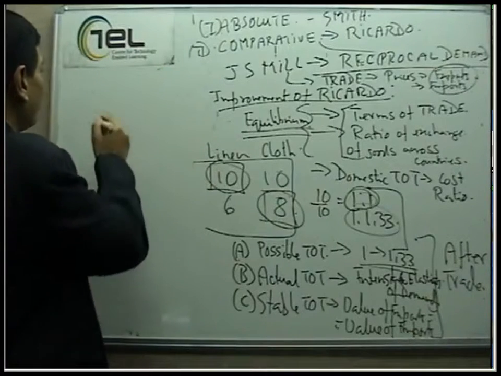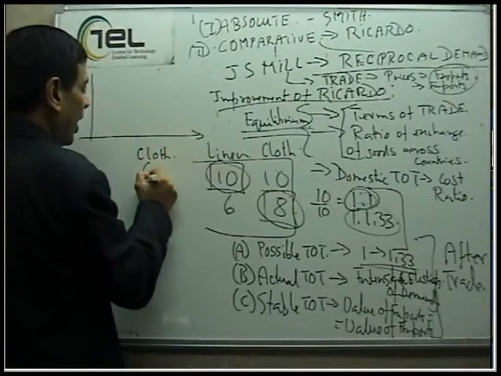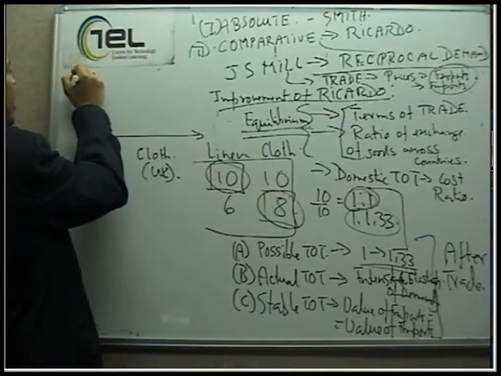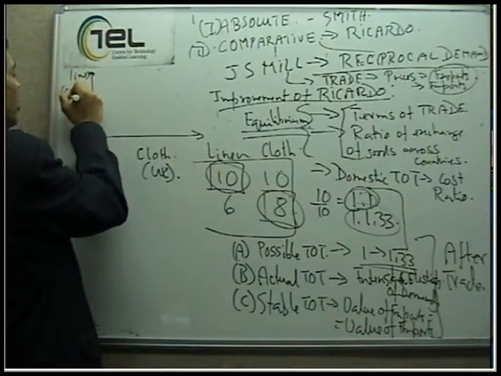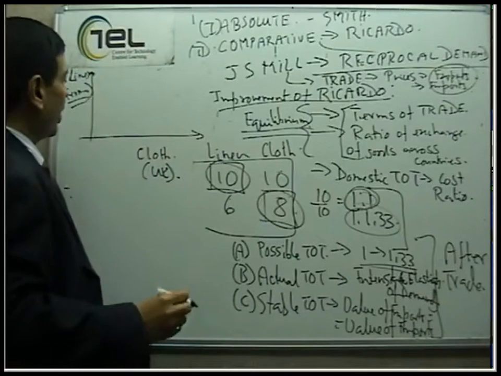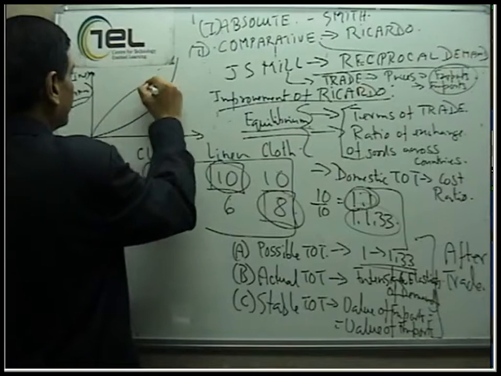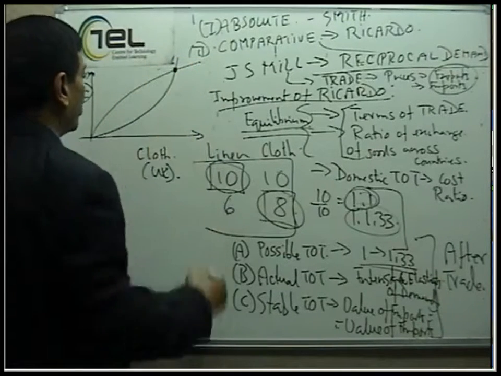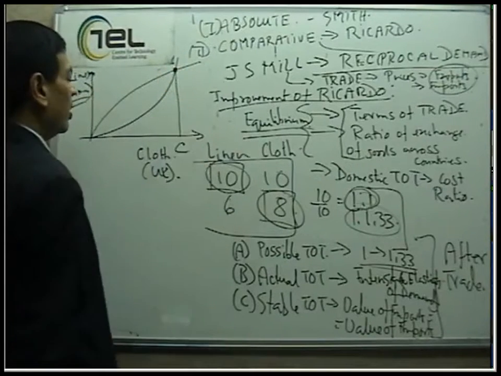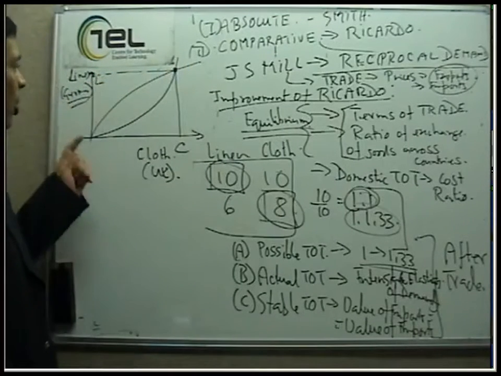Now, Marshall's offer curve looks like this. For example, if you have cloth for UK and you have linen for Germany. Germany is linen, UK is cloth, and you derive the offer curves. And this is what I call the equilibrium terms of trade, where UK exports, say, OC of cloth in exchange for OL of linen. Now, the offer curves of two countries.